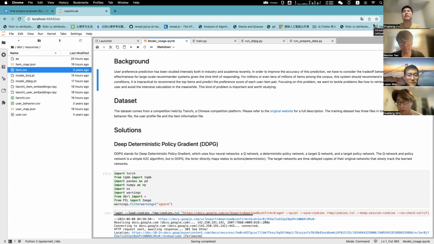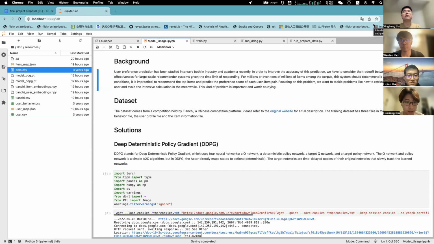Focusing on this problem, we want to tackle questions like how to retrieve the top K items for each user and avoid the intensive calculation in the meanwhile. This kind of problem is important and worth studying.